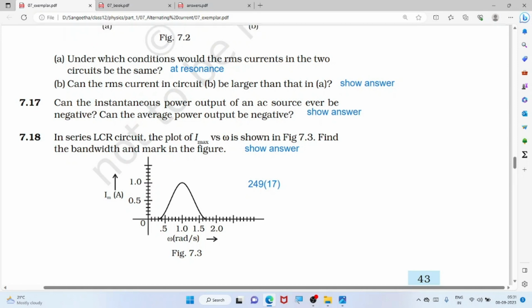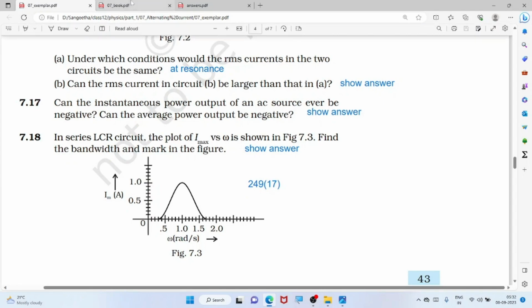Can the instantaneous power output of an AC source be negative? Yes, instantaneous power can be negative, but the average cannot be negative. Instantaneous power of an AC source can be negative.